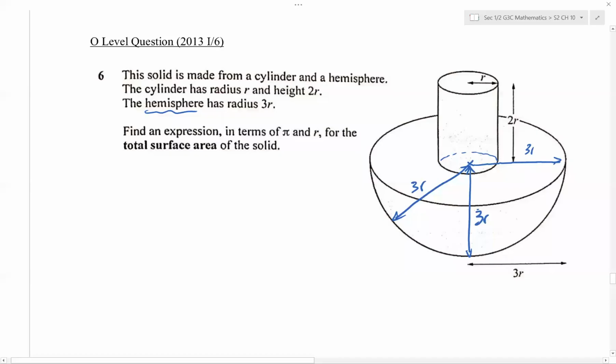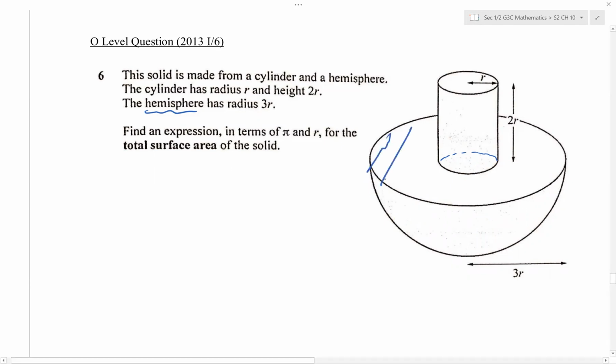And now they want us to find an expression for the total surface area of the solid. So before we dive into all the formulas, are you able to identify how many flat surfaces there are from the diagram? How many flat surfaces? 2, right? Top and bottom. You can find the area for the top circle very easily. It is simply pi r squared.